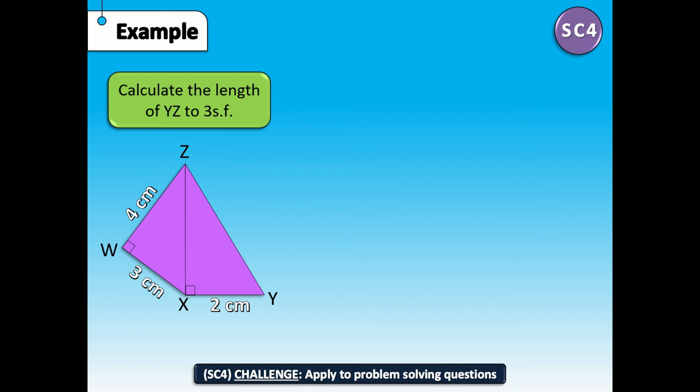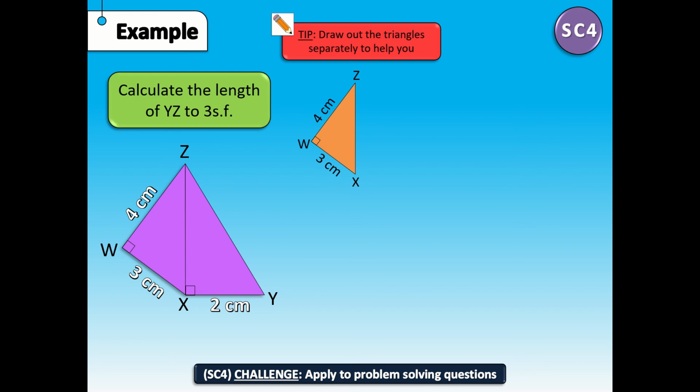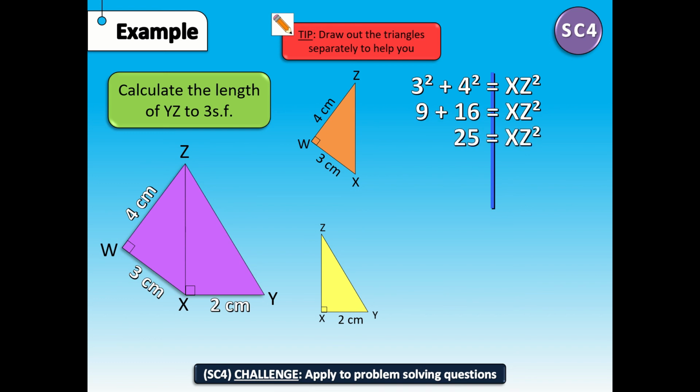So in this question, we want to calculate the length of YZ to 3 significant figures. So first of all, we'll just look at this triangle here, ZWX. If we want to find the length of ZX, we can use Pythagoras' theorem for that. So XZ squared is 25. So if we square root 25, that side there must be 5 centimeters.